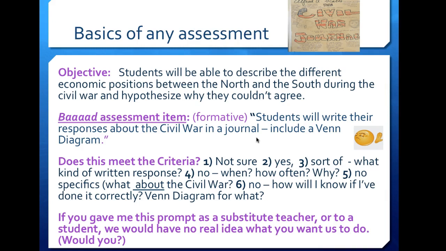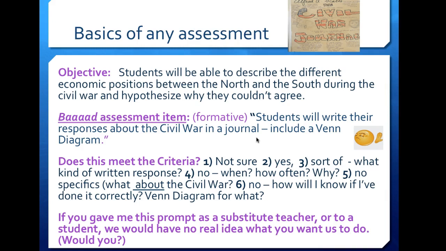Number 3, do we know what the task action is specifically? Sort of. What kind of written response? How are they going to use that Venn diagram? Number 4, do we know when the task is to be completed? We have no idea. Are the journals weekly, daily? When is the Venn diagram due? No, none of that is available to us in information.